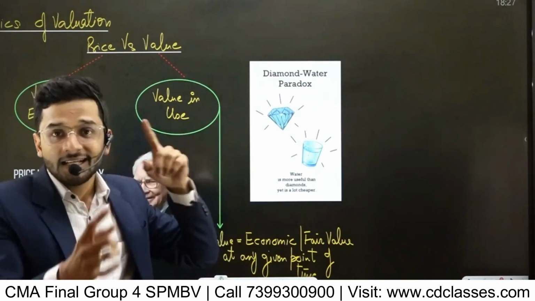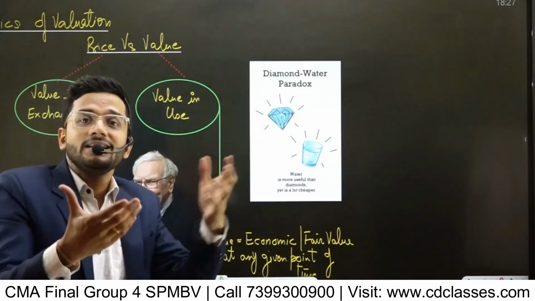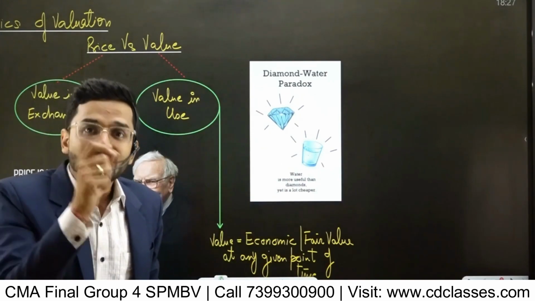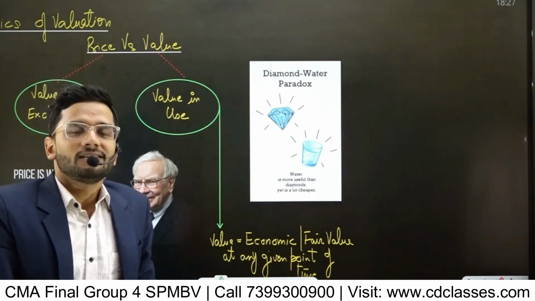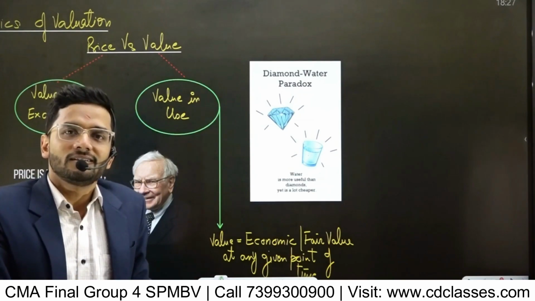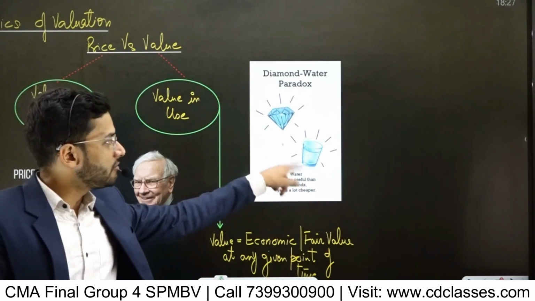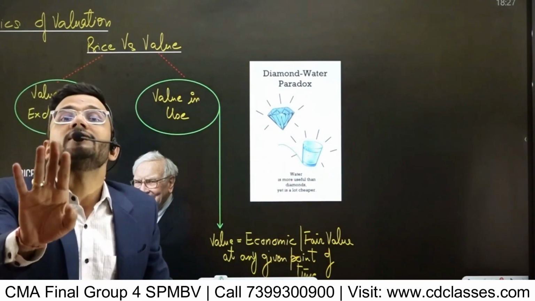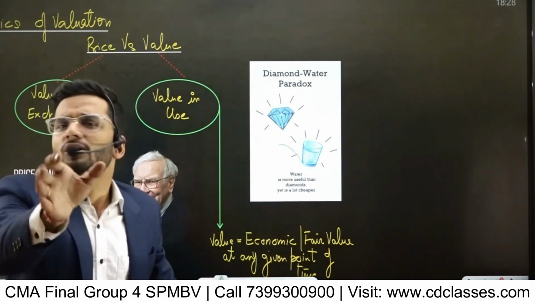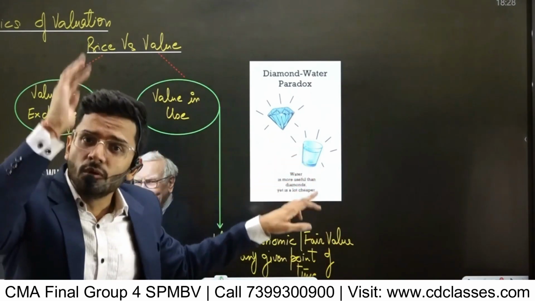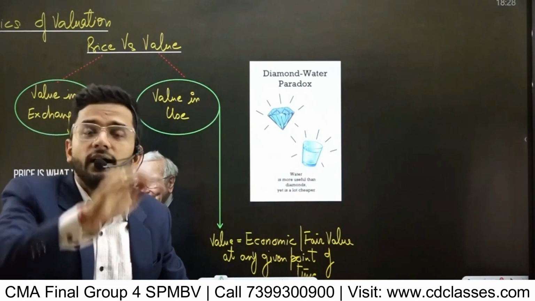Here you can easily see the trade-off between price and value. What is the difference between price and value? Price is when you ascertain the amount of a particular good on the basis of its demand and supply. The demand of water is high, supply is also high, therefore the price of water is not high, it's low. But the value of water is too high.